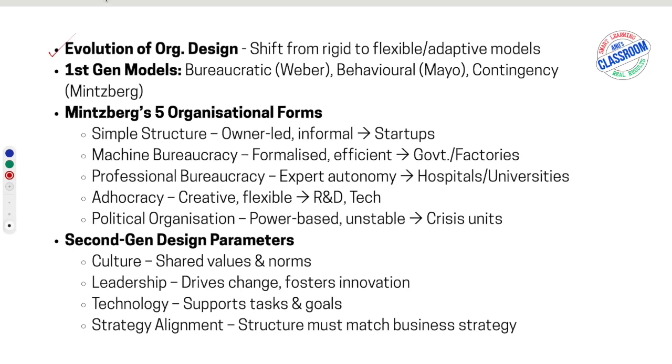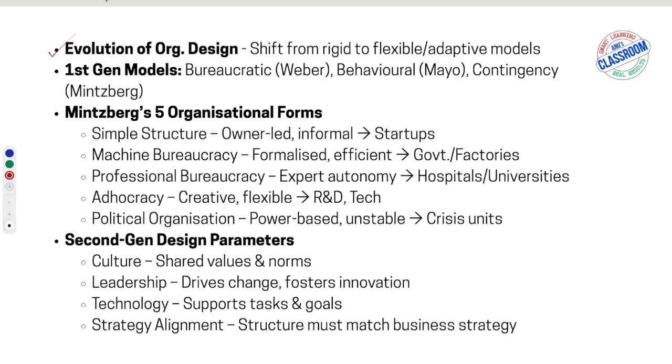So now let us look at the three generations of design. The first generation focused on structure. The idea was to create order and control. So there were rigid systems like our government departments or the old PSUs that we still have. They all have the bureaucratic models which ruled the scene.